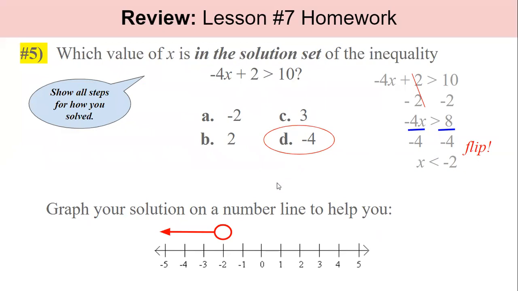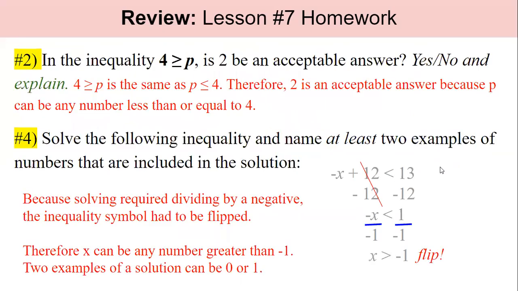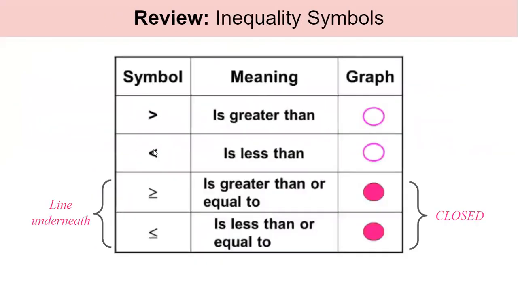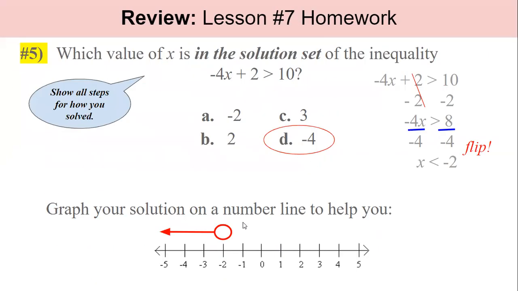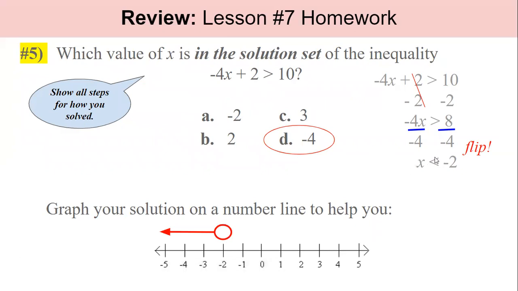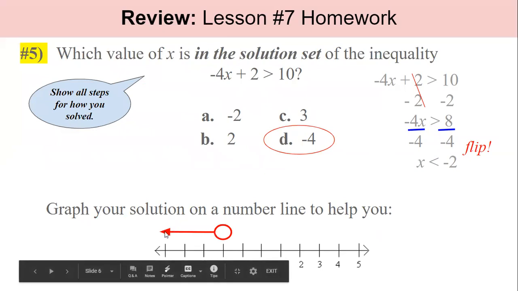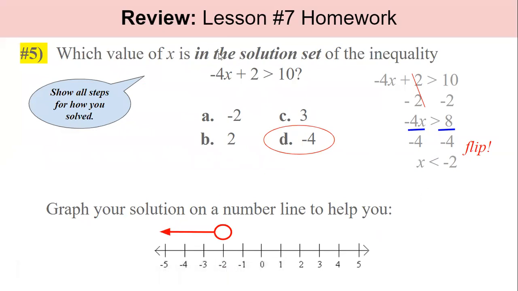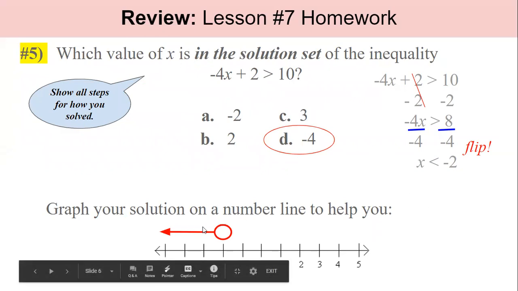And it helps to use a number line. So I know here that this is an open circle, right? If I go back to that very first slide, less than is an open circle, okay? So I graphed my open circle at negative 2, and since this less than symbol is facing to the left, I now graph to the left, okay? So the question asks, which value of x is in the solution set? Well, negative 4 lies in the solution set. It graphs to the left. 2 and 3 are over here, untouched, okay? And that pretty much wraps up the review for lesson 7.